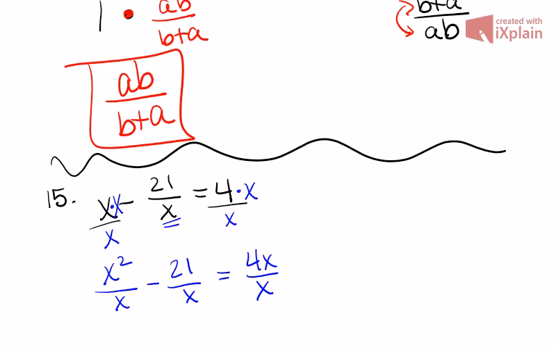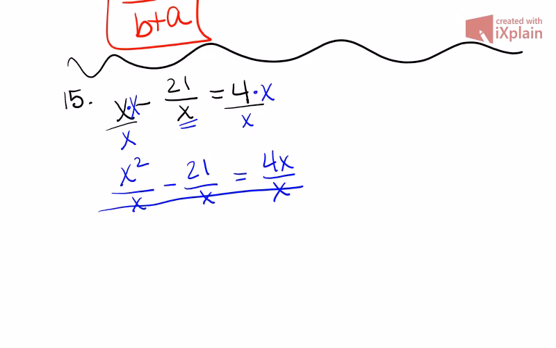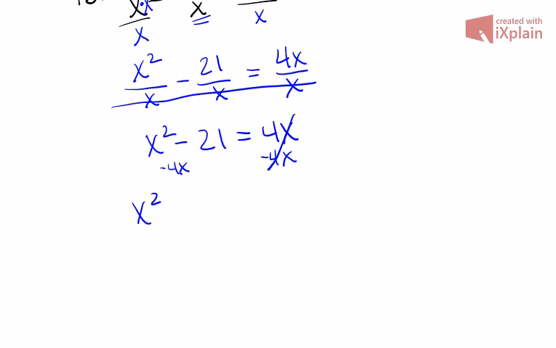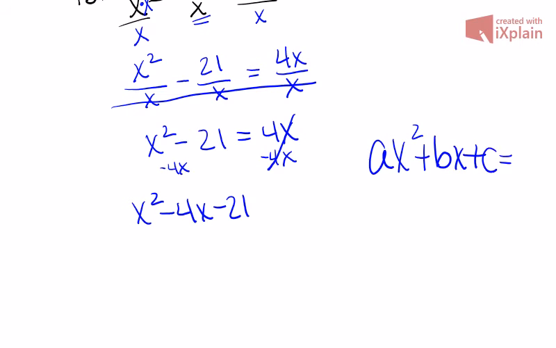Now that these bottoms all match, they can just go away. So x squared minus 21 equals 4x. I need everything on the same side, so minus 4x gives me x squared minus 4x minus 21. You always want to keep it in x squared, x, number format. Equals 0. Equals 0 is kind of like our goal here.